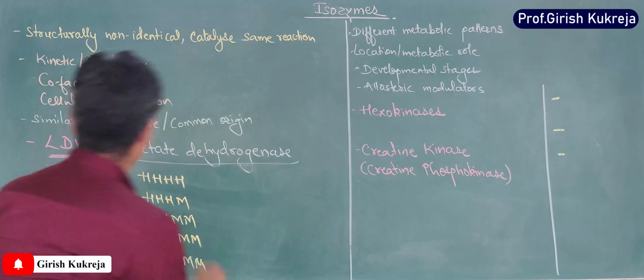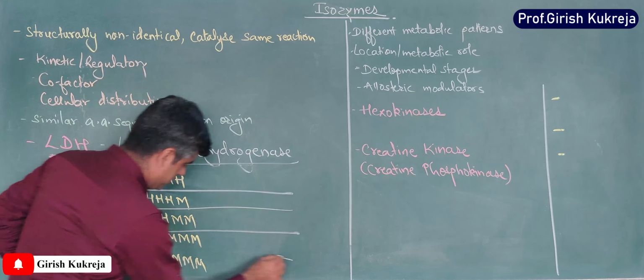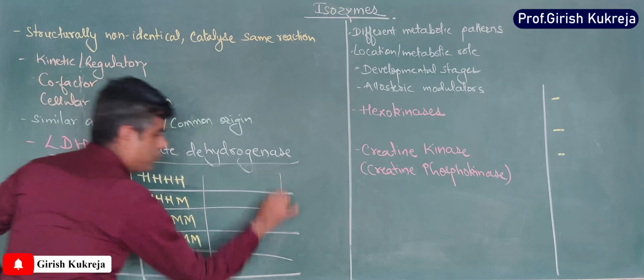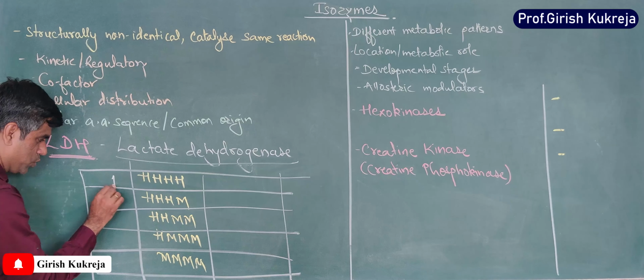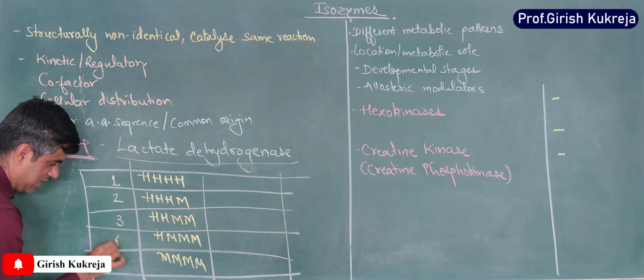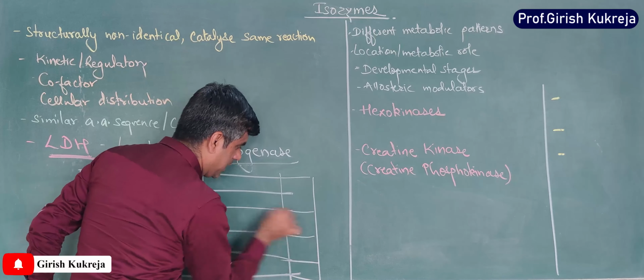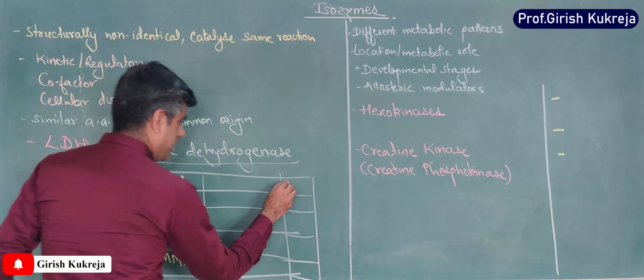So I'll be talking about the different isoenzyme forms of this lactate dehydrogenase. How do I separate them? By simple electrophoresis. Now, if I electrophoretically try to separate these LDH1, LDH2, 3, 4, and 5, I'll find that this probably is the fastest component. So I have this particular one moving very fast.